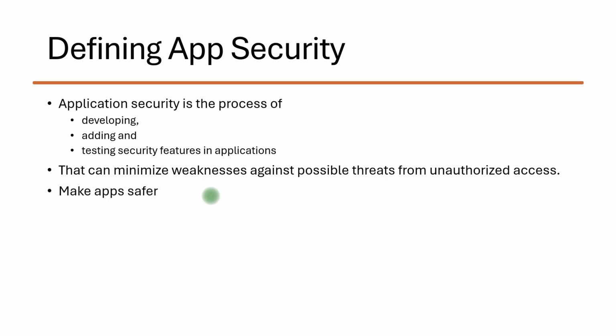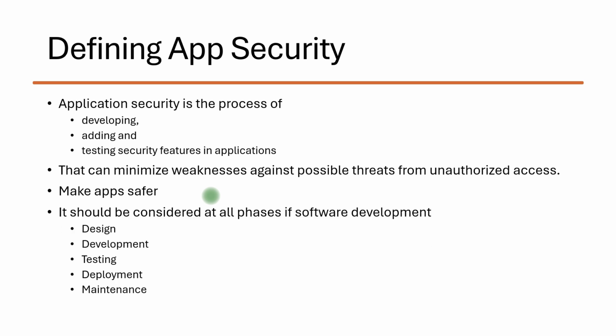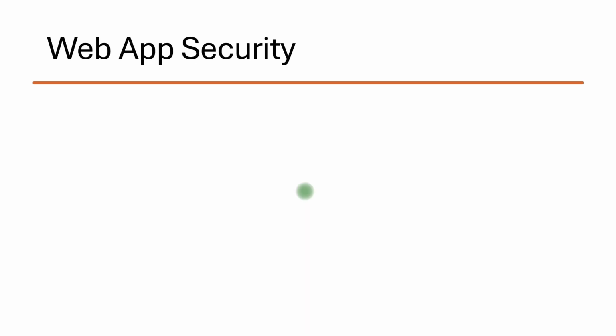Application security also means that our applications are safe to be accessed, and how it can be applied while developing the application. It should be considered at every phase of software development, that is design, development, testing, deployment and maintenance also. So let's come to web app security now.